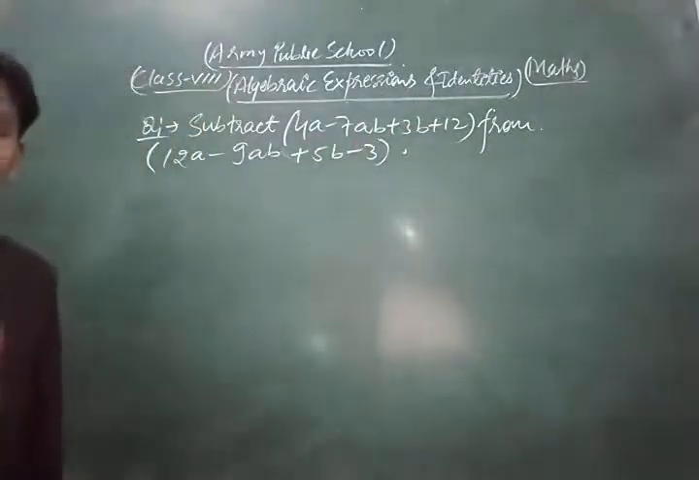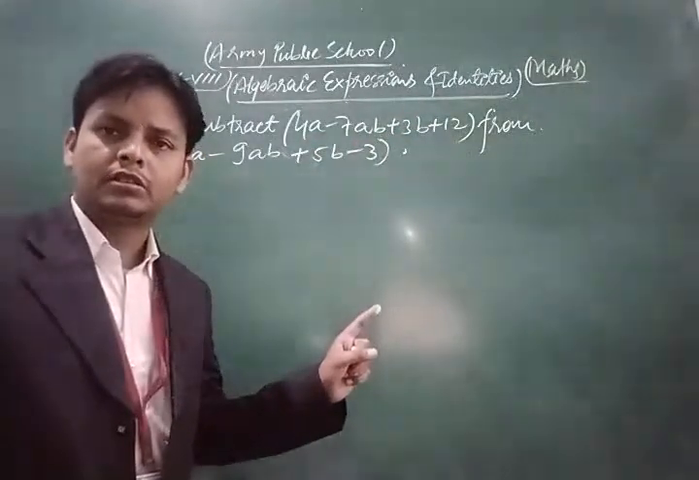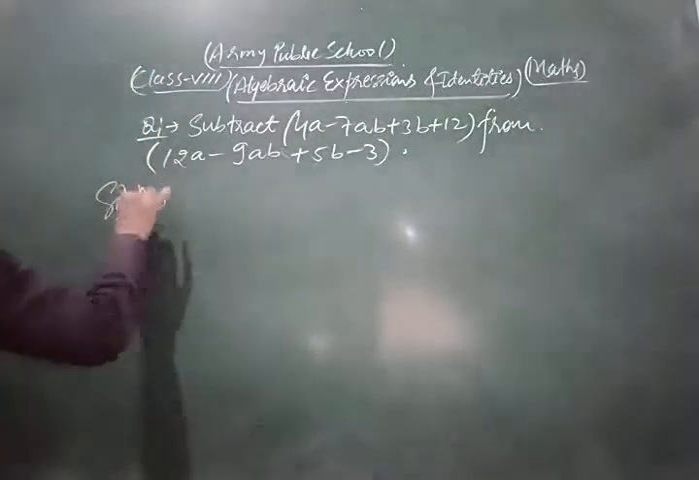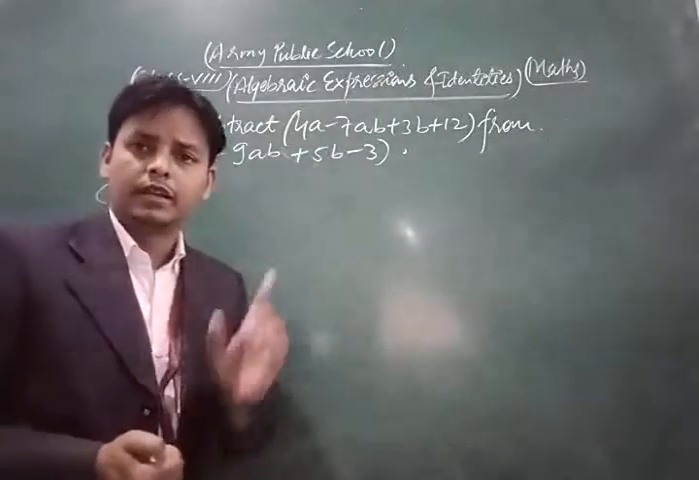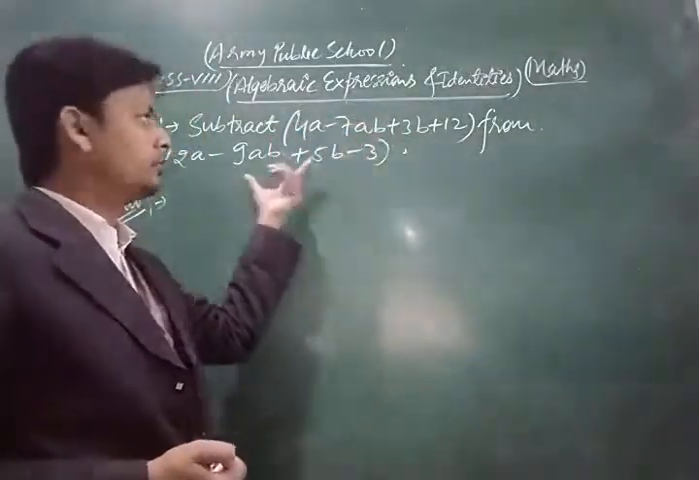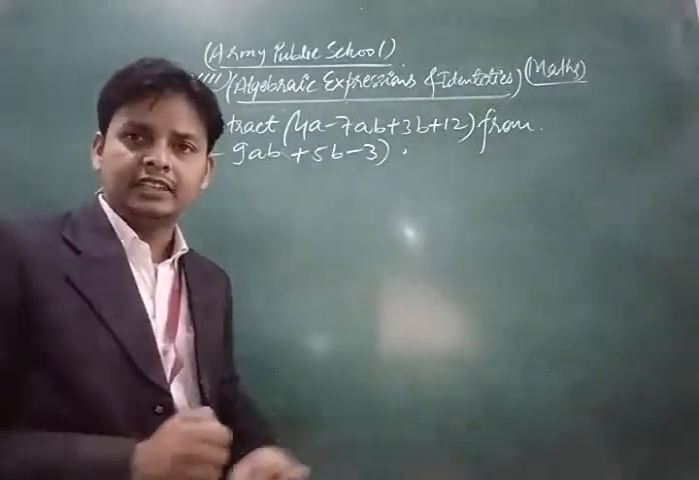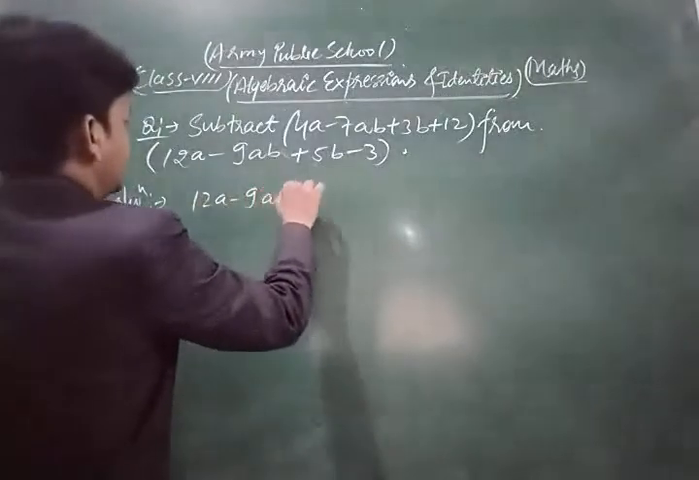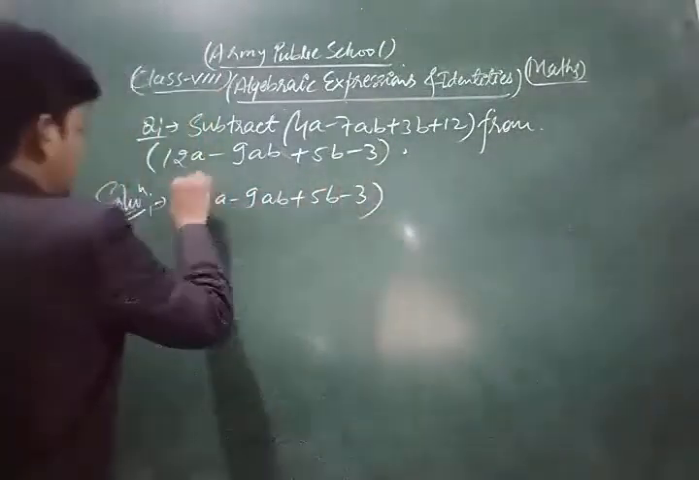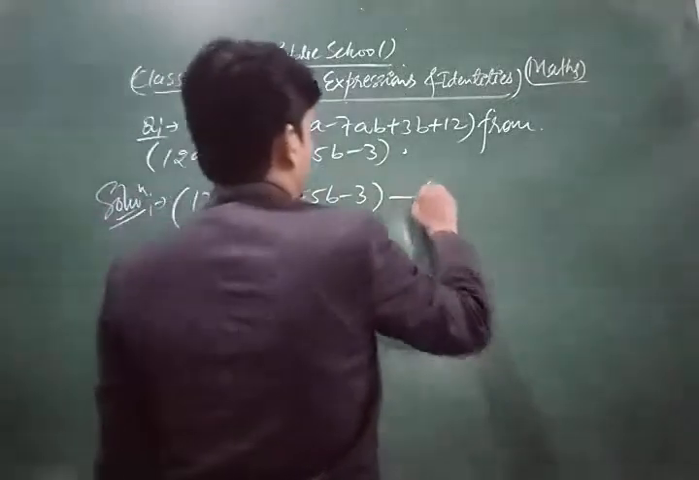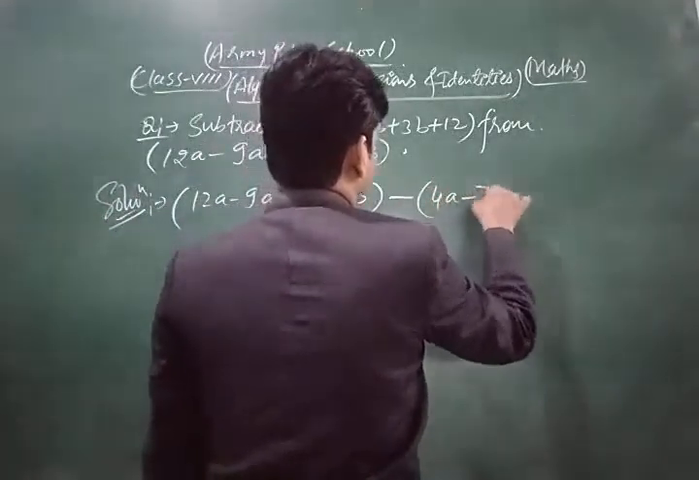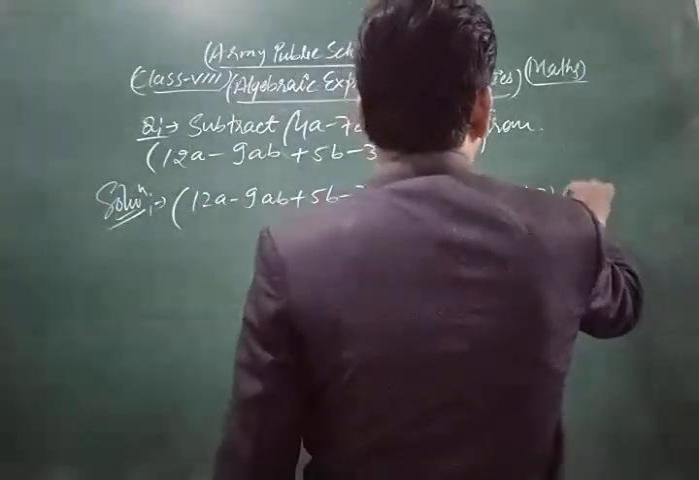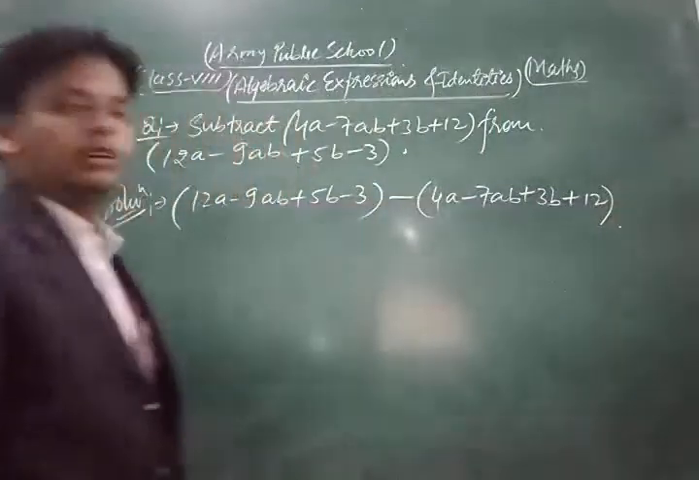Okay, this is a very important question. Let's see its solution. Dear friends, we subtract this expression from this one. So first of all, we write it this way. Look, this is 12a minus 9ab plus 5b minus 3 minus 4a minus 7ab plus 3b plus 12.